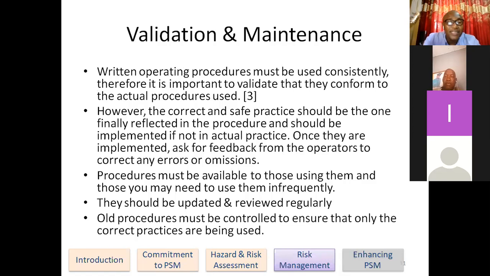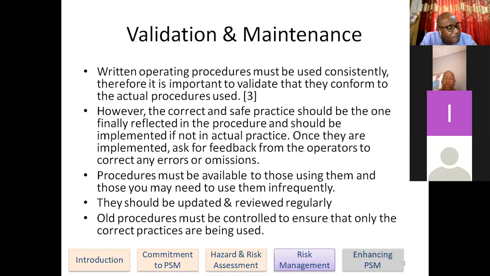The last example I gave now, you are a security guard in a bank and a senior officer, probably a major general, comes into the bank, and because you are vigilant, you saw his gun under his clothes, despite he's wearing mufti. And you say, "Hey, Oga, stop there! Why?" You start shouting at him. No, there must be a validation process. However, the correct and safe practice should be the one finally reflected.